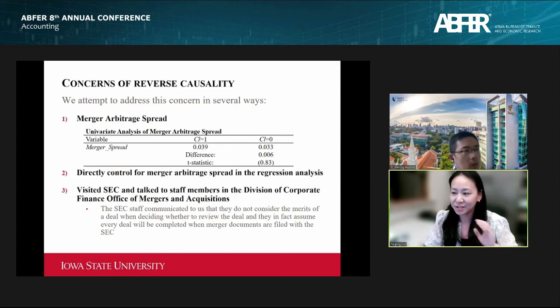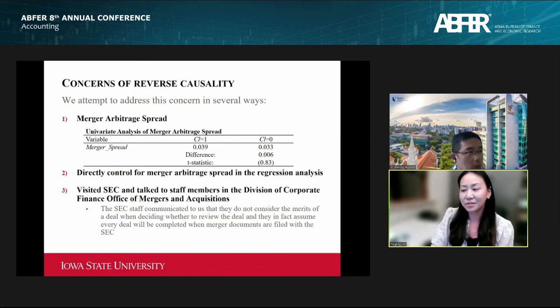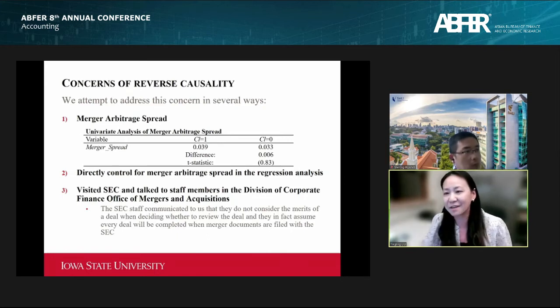we visited the SEC and asked them what they have been doing and what their incentive is. And that was before the pandemic, in December 2019. So we were able to go to DC and talk to the staff there and say, do you guys actually select deals, and what are the factors? What's the selection criteria you are using? Do you consider deal completion probability at all when you decide whether to issue a comment letter or not? And interestingly, they assured us that they do not consider the merits of the deal.